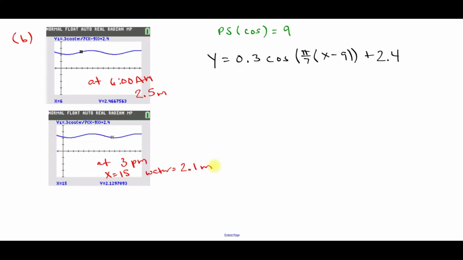So at 6 a.m., we get the water is about 2.5 meters. And at 3 p.m., that would be x equals 15, the water is about 2.1 meters deep.